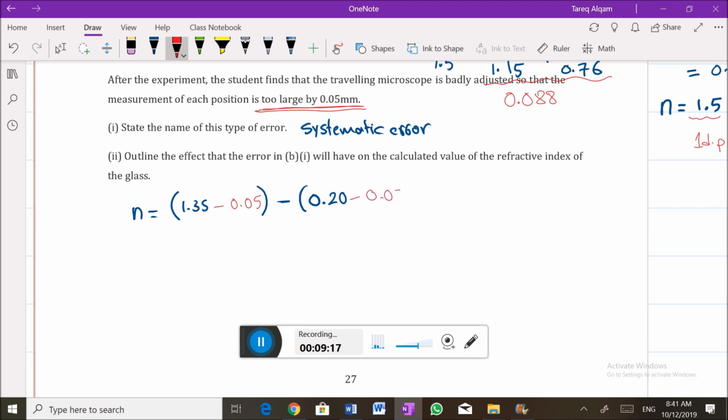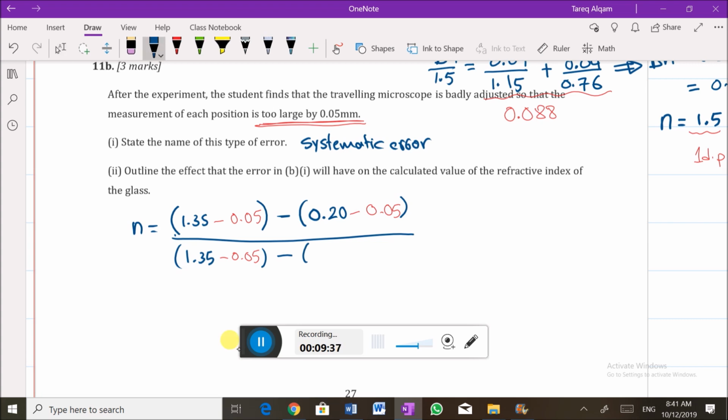Minus 0.05 over 1.35, minus 0.05, minus 0.59, minus 0.05, right? This must be subtracted. This is like a zero error. Must be subtracted from all readings.